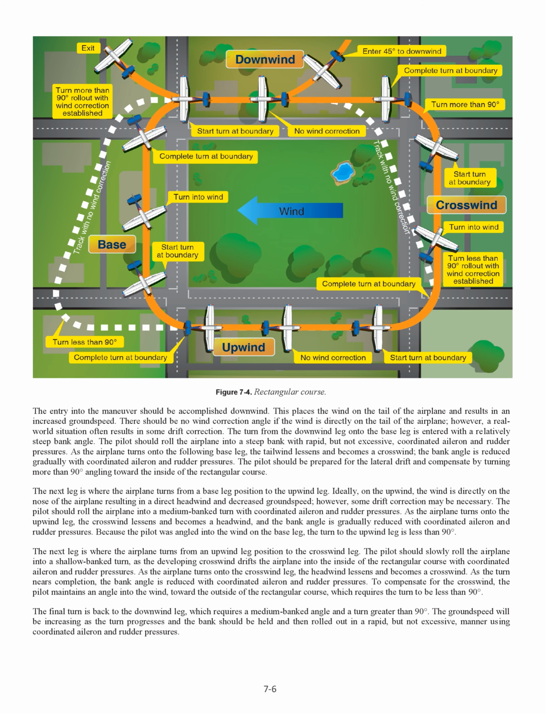The final turn is back to the downwind leg, which requires a medium banked angle and a turn greater than 90 degrees. The ground speed will be increasing as the turn progresses, and the banks should be held and then rolled out in a rapid, but not excessive, manner using coordinated aileron and rudder pressures.